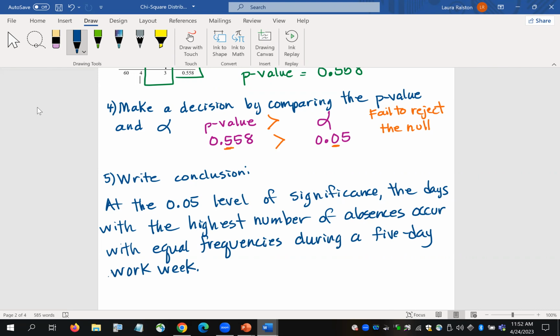Now, I tried not to go too fast, but I also wanted to try to finish this example. I don't have time to do another example because we only have 8 minutes, and I don't think I can get through another one. So we will pick up this discussion of chi-square goodness of fit and the other chi-square test on Wednesday. I hope we're able to finish it.